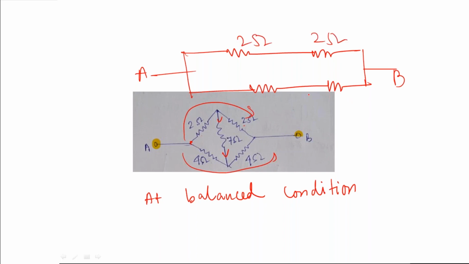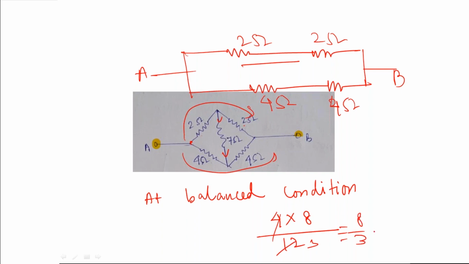This is 2 ohm, and this is 4 ohm, and this is also 4 ohm. So like this you get. So this is actually 4 into the parallel combination of that. So 4 into 8 divided by 12. So you will get 8 by 3 ohm.